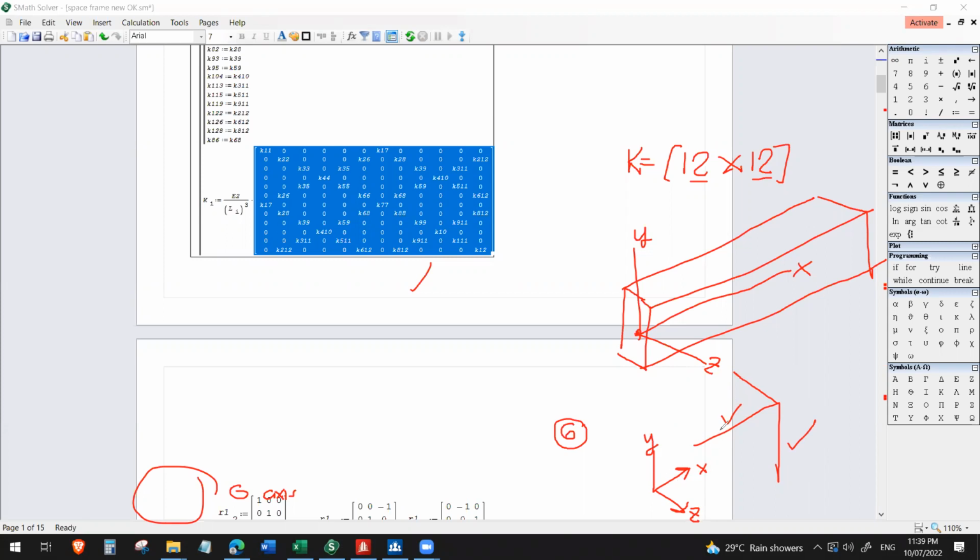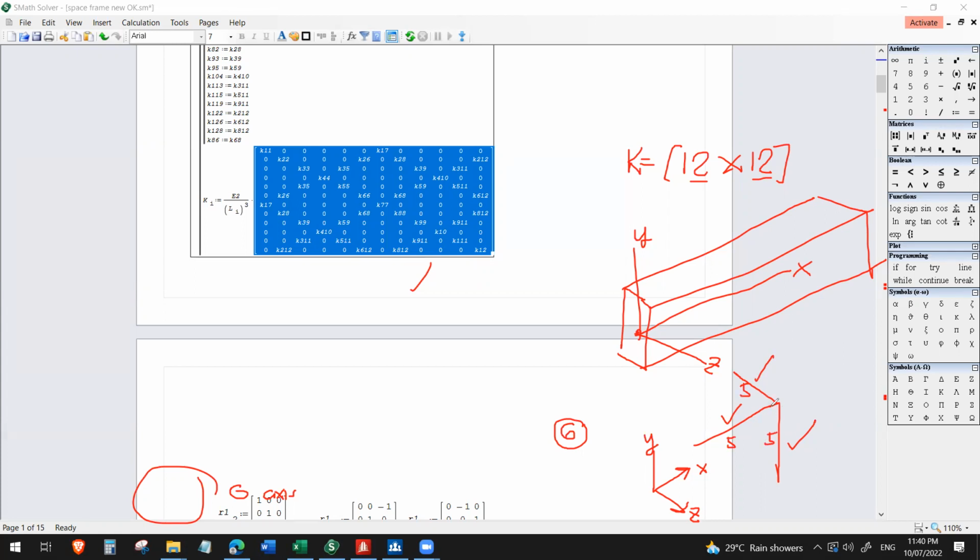The stiffness matrix of this member parallel to the x-axis will be different from the stiffness matrix of this member parallel to the y-axis, and also from this member parallel to the z-axis. So they're all different, although their local stiffness matrices are the same, because it turns out this is also 5 meters, this is also 5 meters, 5 meters.